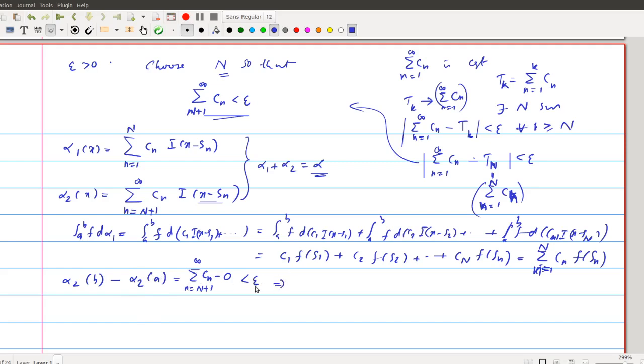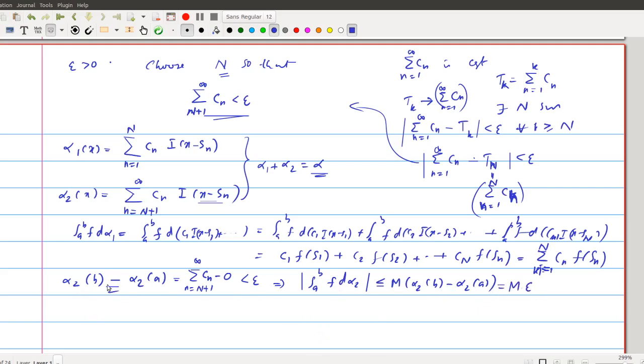Since this quantity is less than epsilon, you can get the modulus of the integral a to b f d alpha 2. We have seen the estimate of this. This can be bounded by M times alpha 2 of b minus alpha 2 of a. This is the estimate, or an upper bound, and we have seen that this quantity is less than epsilon, therefore this will be less than M times epsilon.